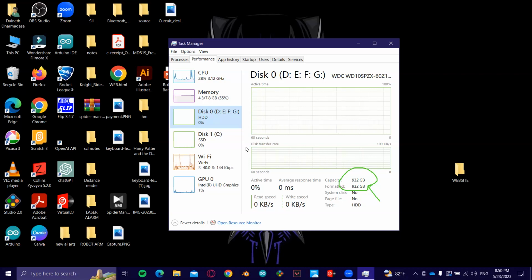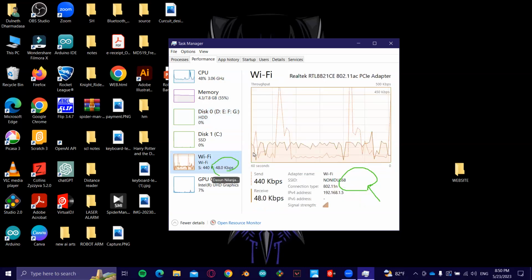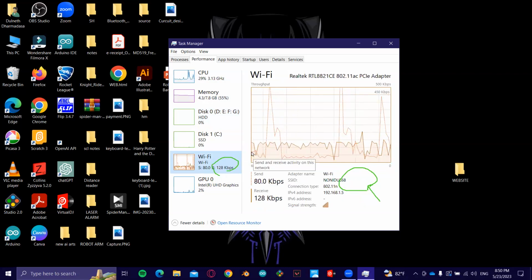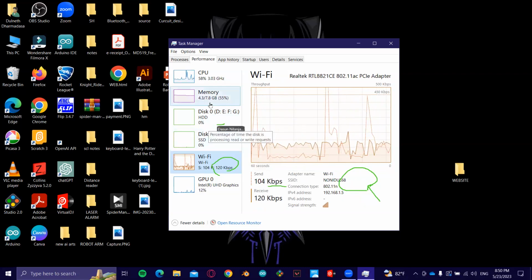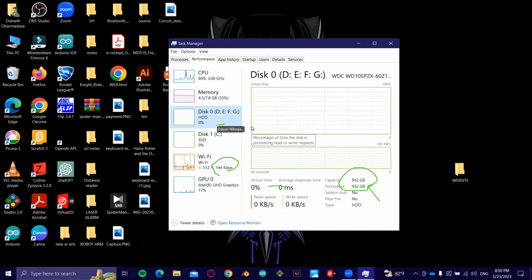In terms of speeds, you can see the Wi-Fi speed. kbps is kilobit per second: small b means bit, capital B means byte. Capital B appears for the hard disk. Look at the hard disk's speed, in KB per second, kilobytes per second. This measures the writing and reading speed.